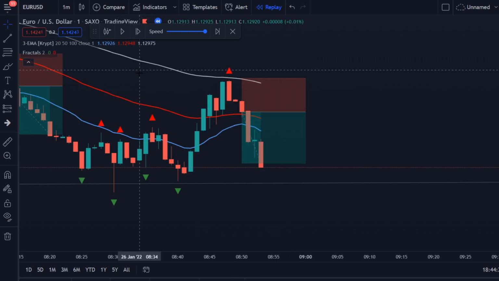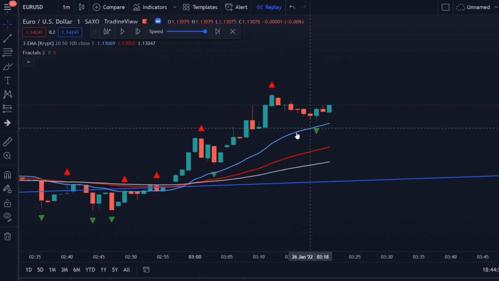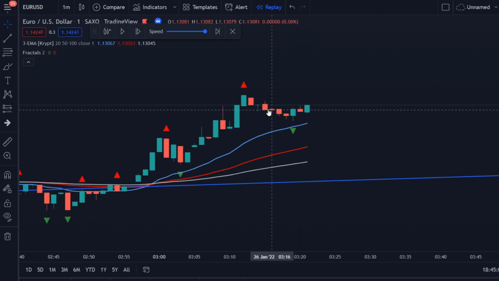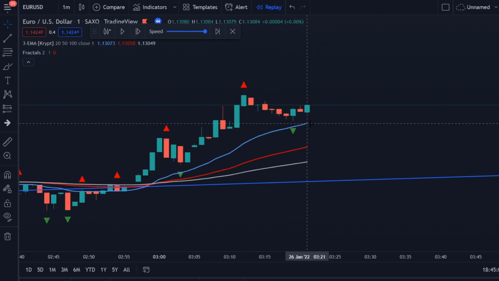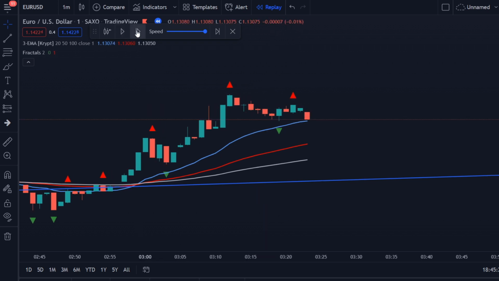Let me show you a buy opportunity as well. As you can see over here, we have the 20 exponential moving average that is above the 50 and the 100 as well. So we're only looking for buy opportunities right now. Then we need to wait for the price to come close and even cross. It has to cross the 20 exponential moving average. It doesn't matter if it closes below the 20 or just a wick. It has to touch the 20 exponential moving average. So we wait for that to happen.